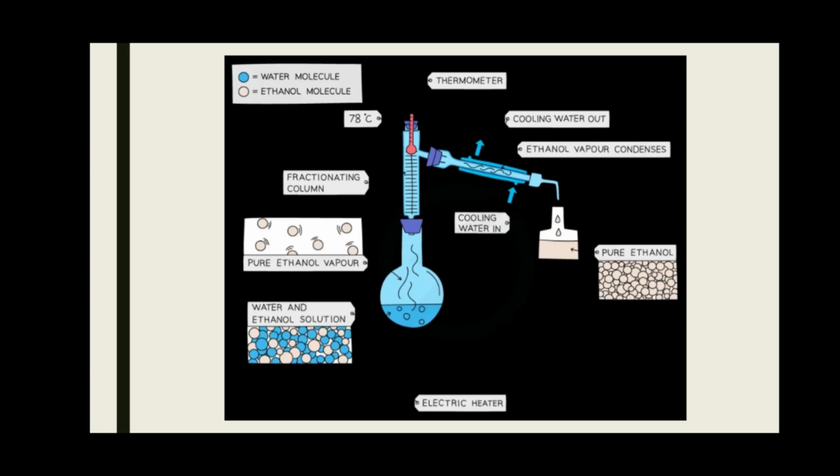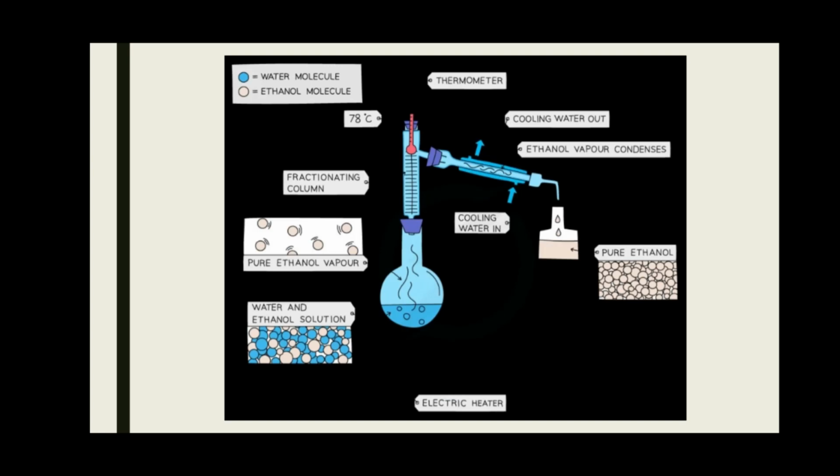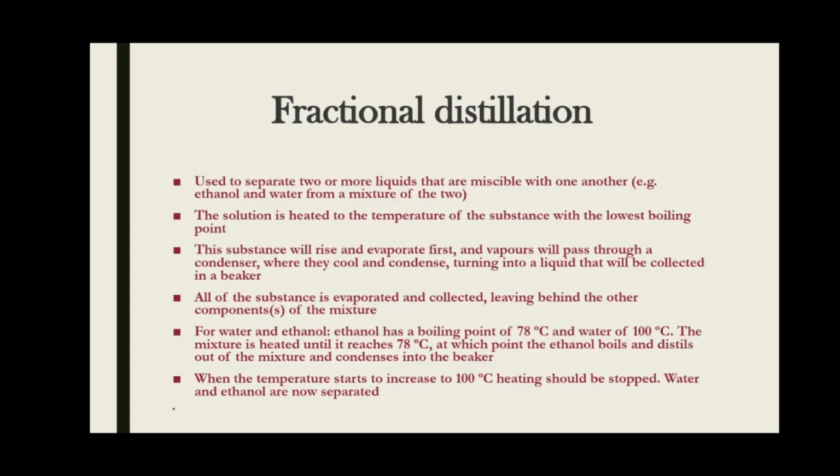Now what happens? The pure ethanol vapor will rise through the fractionating column. And the vapors will pass through a condenser. At this point, the process is similar to simple distillation. Now it is passing to the condenser, where the vapors cool and condense, turning into a liquid that will be collected in a beaker. This process will repeat until we get all the pure ethanol collected in this particular beaker, which you can see in the peach color. Now all of that substance is evaporated and collected, leaving behind the other components of the mixture.